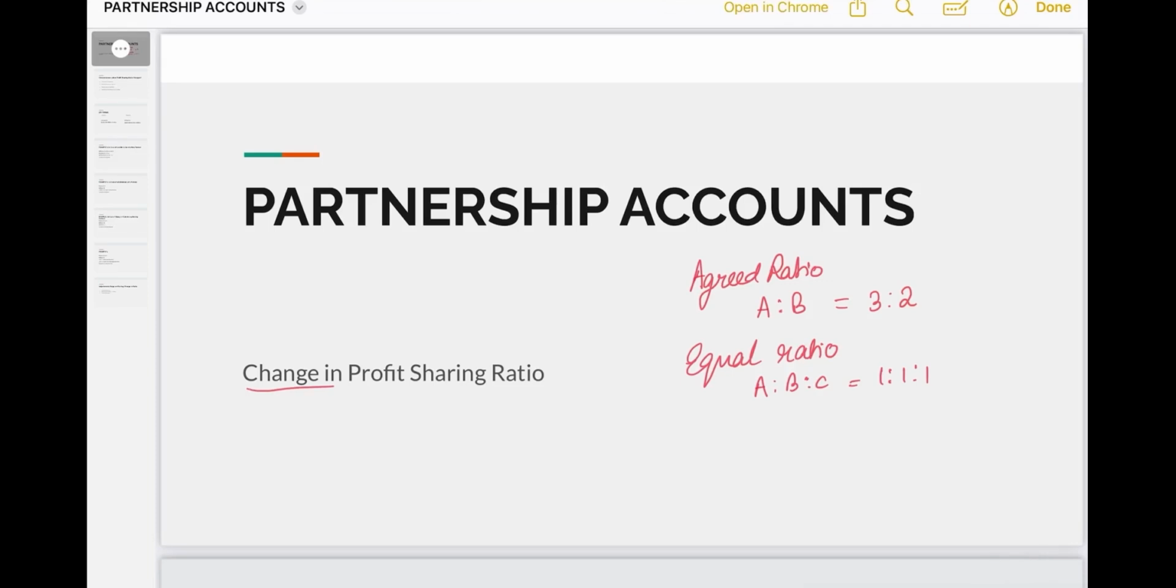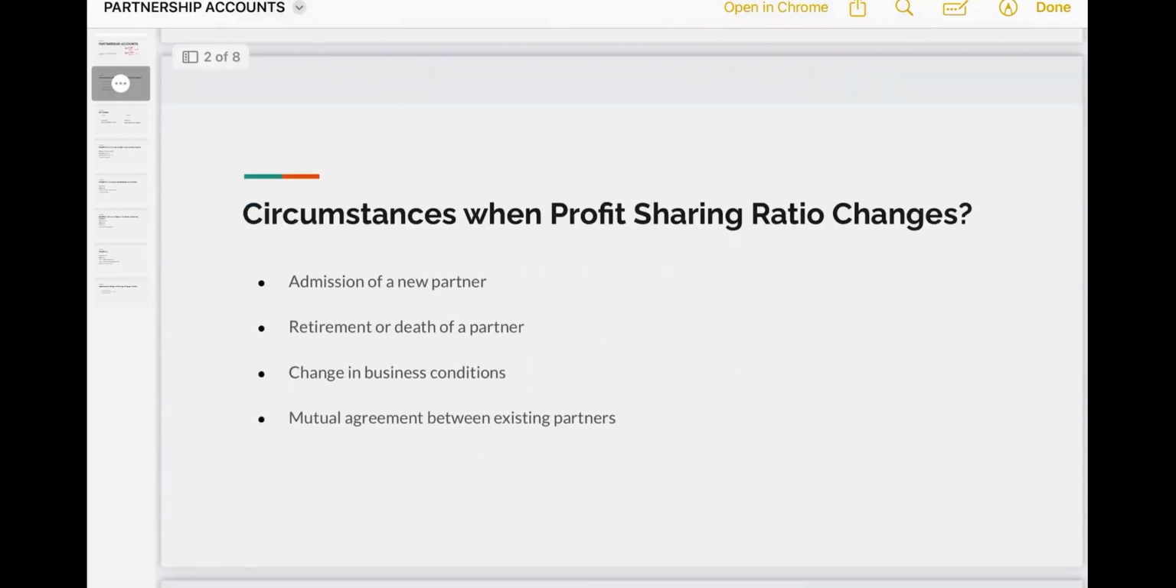The change in profit sharing ratio occurs when the partners in the partnership firm decide to alter the ratio in which they were initially sharing the profit and losses. It may happen due to several cases, like during the admission of a new partner. Suppose there were previously two partners in the business A and B, but now C is being admitted to the partnership. So now the new ratio needs to be calculated and the earlier two partners, that is A and B, need to sacrifice a certain part of their share. It might happen that only a single partner is sacrificing the share, which we will look at in the upcoming examples.